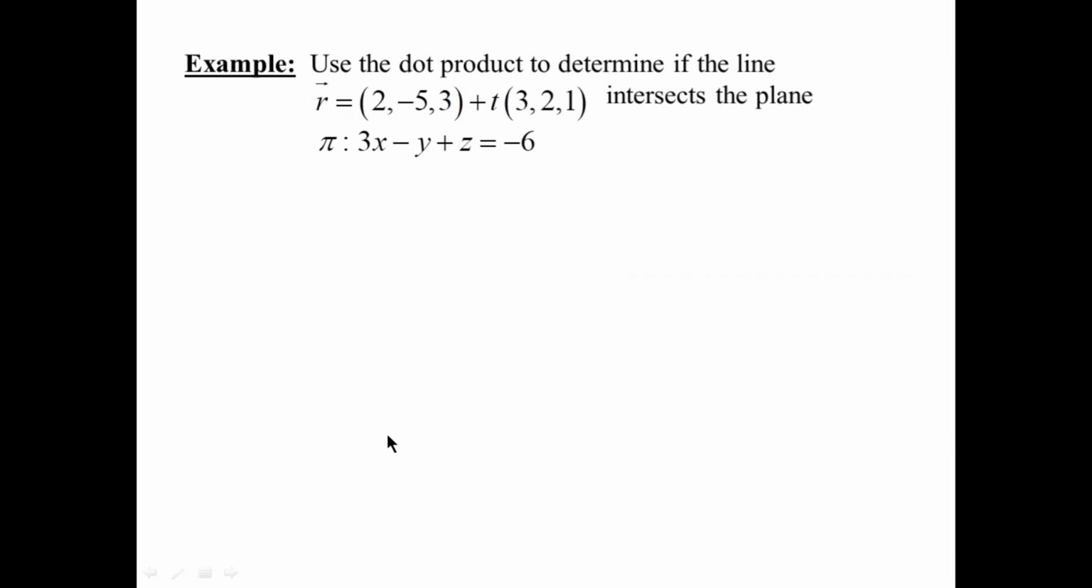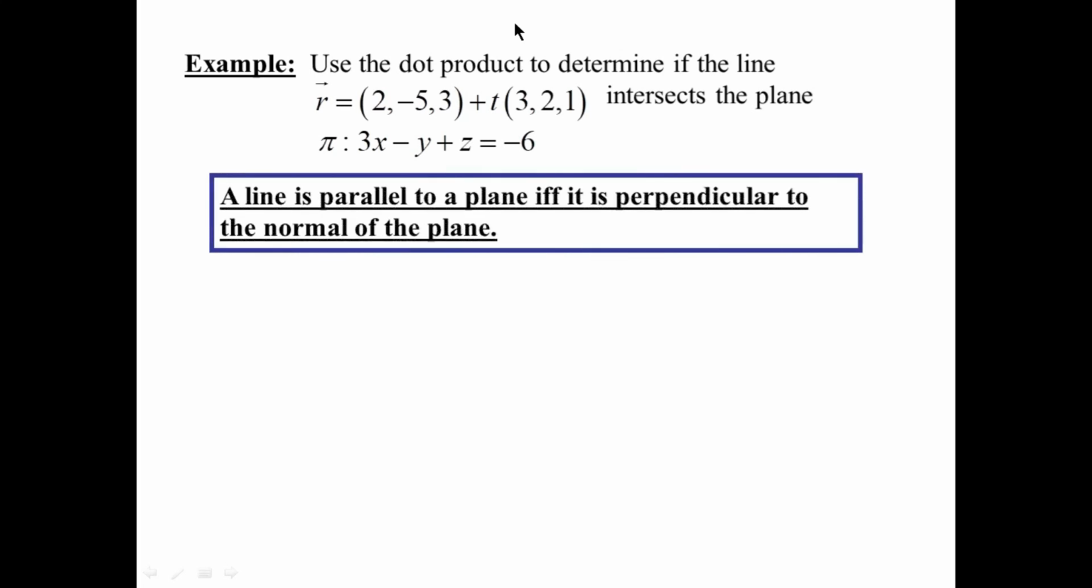Example, use a dot product to determine if a given line intersects a plane. So the question is, does this line intersect this plane? Well, of course, we could do what we just did, find the parametric equations and plug it into the plane and multiply it out, collect like terms and solve and see what we get. But we want to use the dot product, see how it could be used. Let's use that tool from our toolbox.